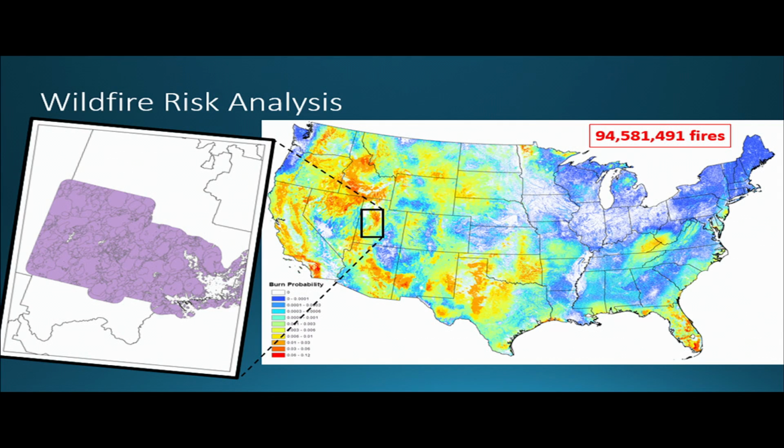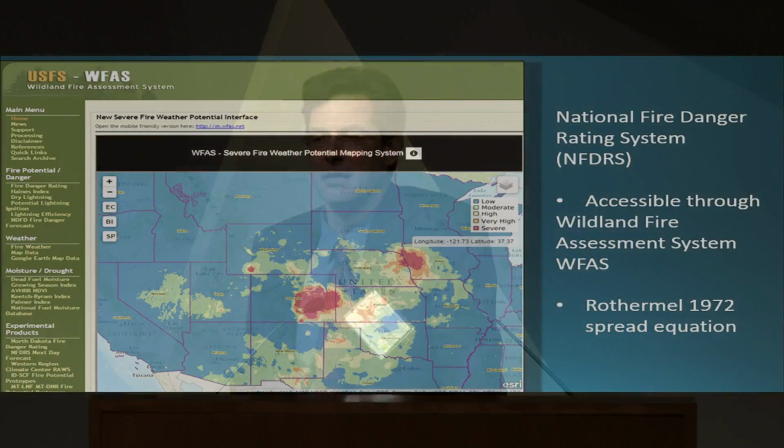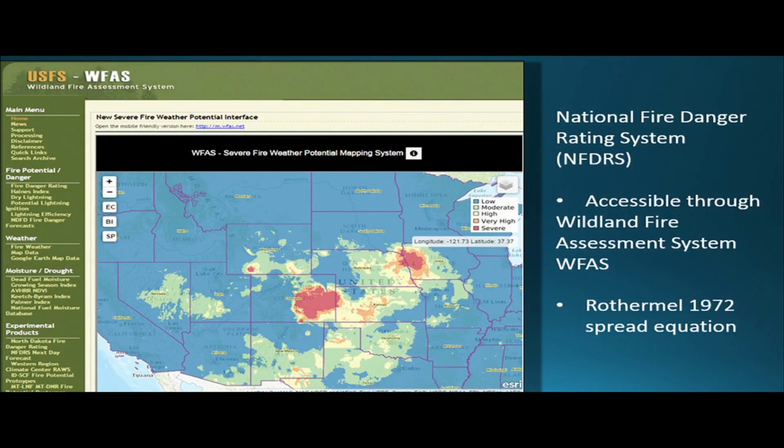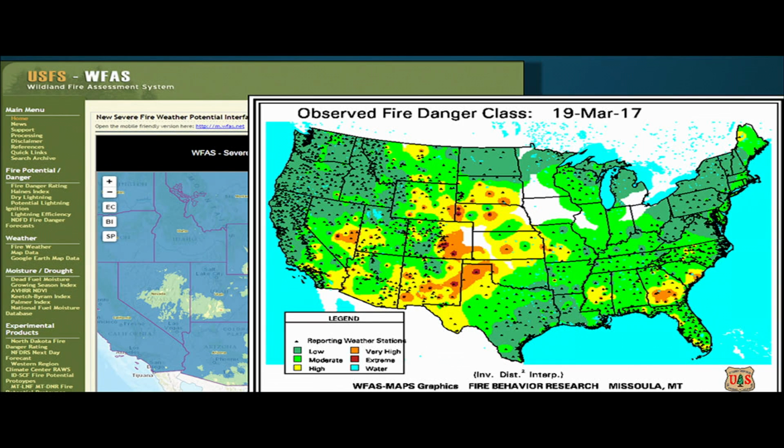94.5 million fires were going into this. The National Fire Danger Rating System is another analysis that produces many different maps daily, multiple times a day. It's accessed through the Wildland Fire Assessment System. We're familiar with the fire danger rating categories. At the heart of all this is the Rothermel spread equation as well.